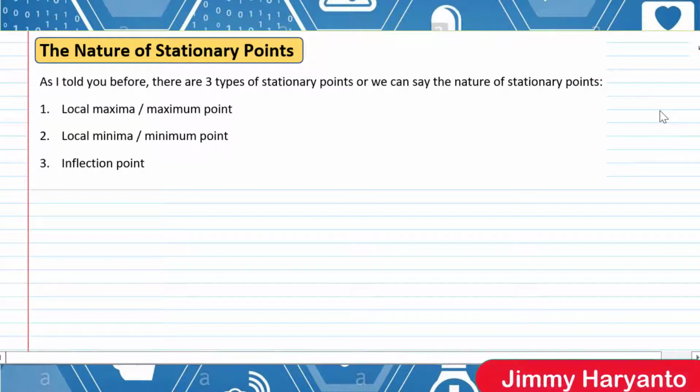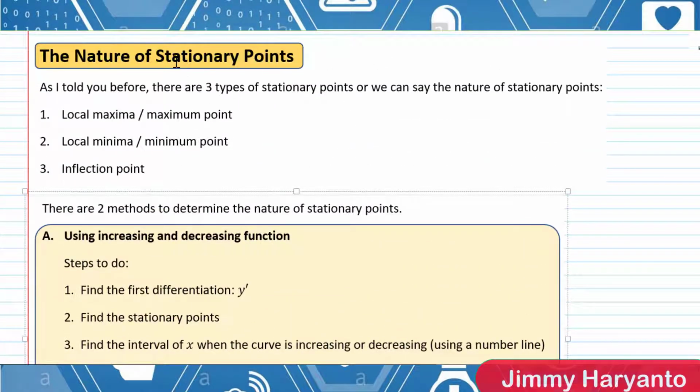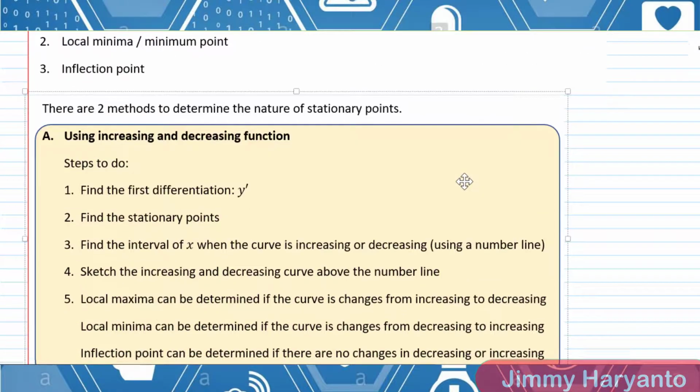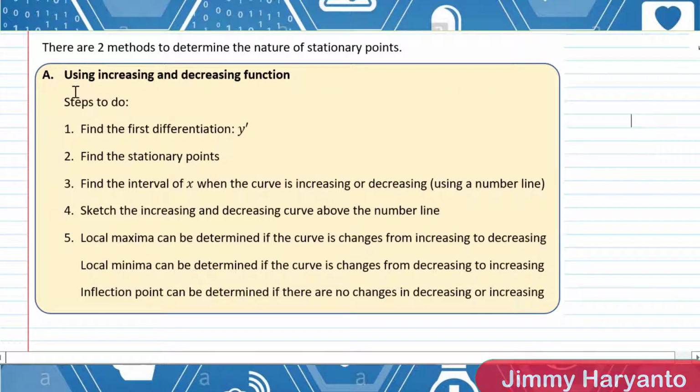Okay, next is the nature of stationary points. As I told you before, there are three types of stationary points, or we can say the nature of stationary points. The first one is local maxima or maximum point. The second one is local minima or minimum point, and the third one is inflection point. Okay, so now we want to determine if the stationary point is local maxima, local minima, or inflection point. There are two methods to determine the nature of a stationary point. The first one is using increasing and decreasing function.